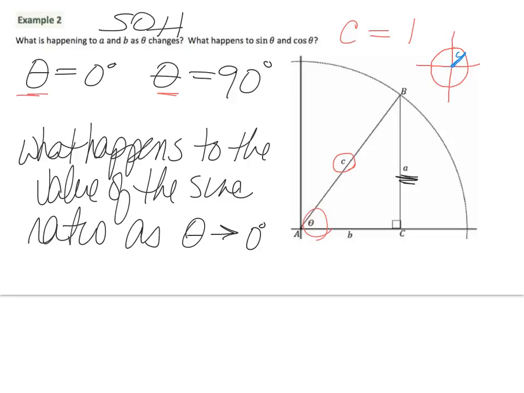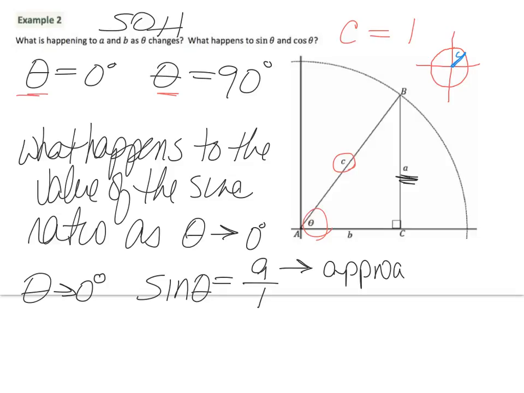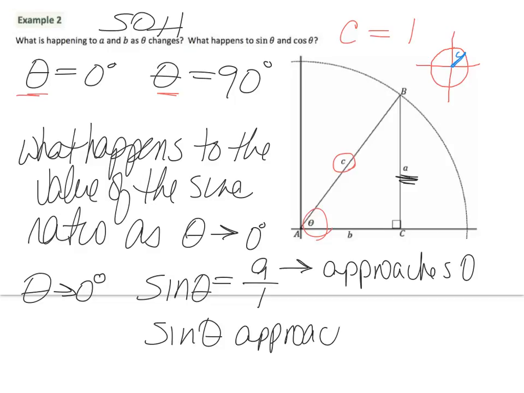As theta gets closer to 0, sine of theta equals A over 1. A is going to get smaller and smaller. This is the measurement of this side right here. A is going to get smaller and smaller, so A approaches 0. Therefore, sine theta also approaches 0.